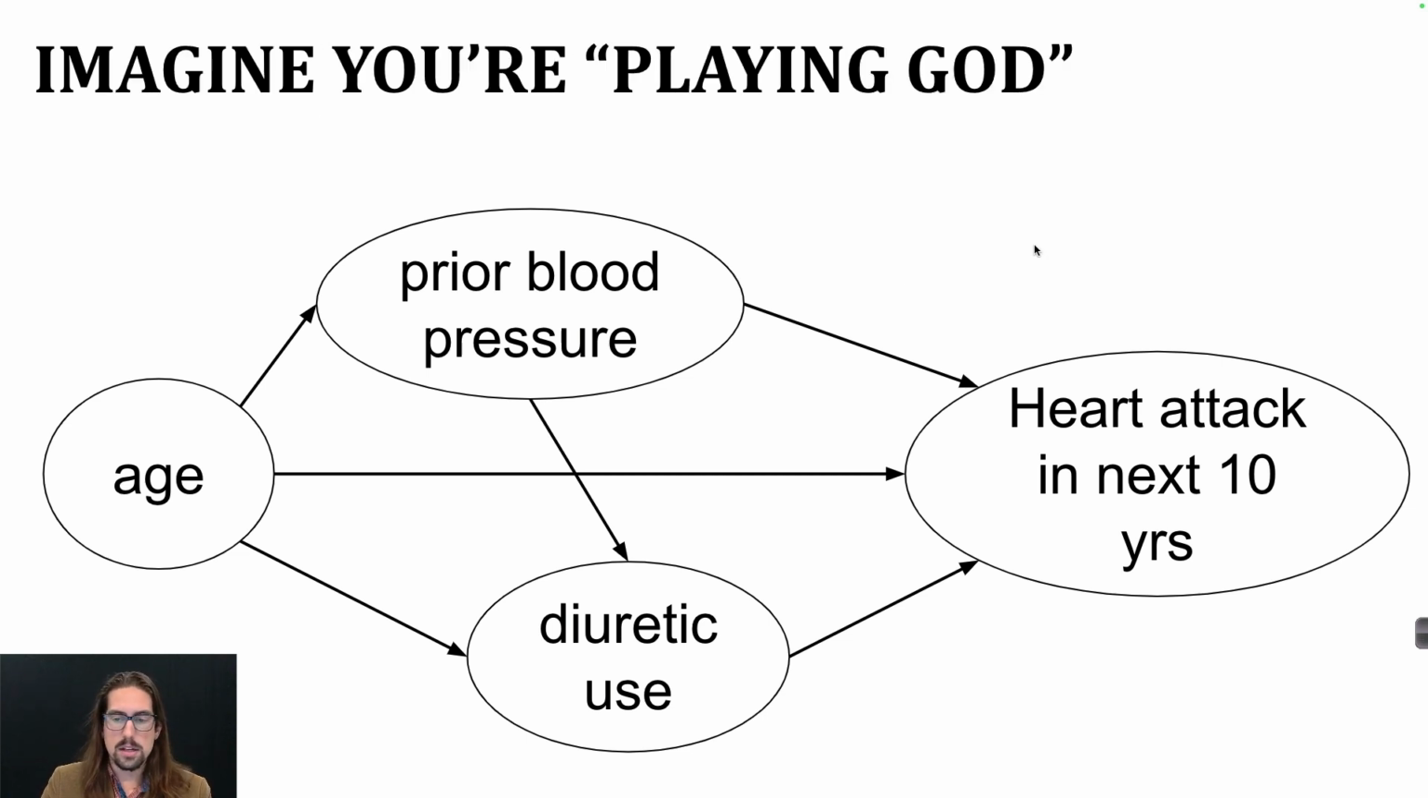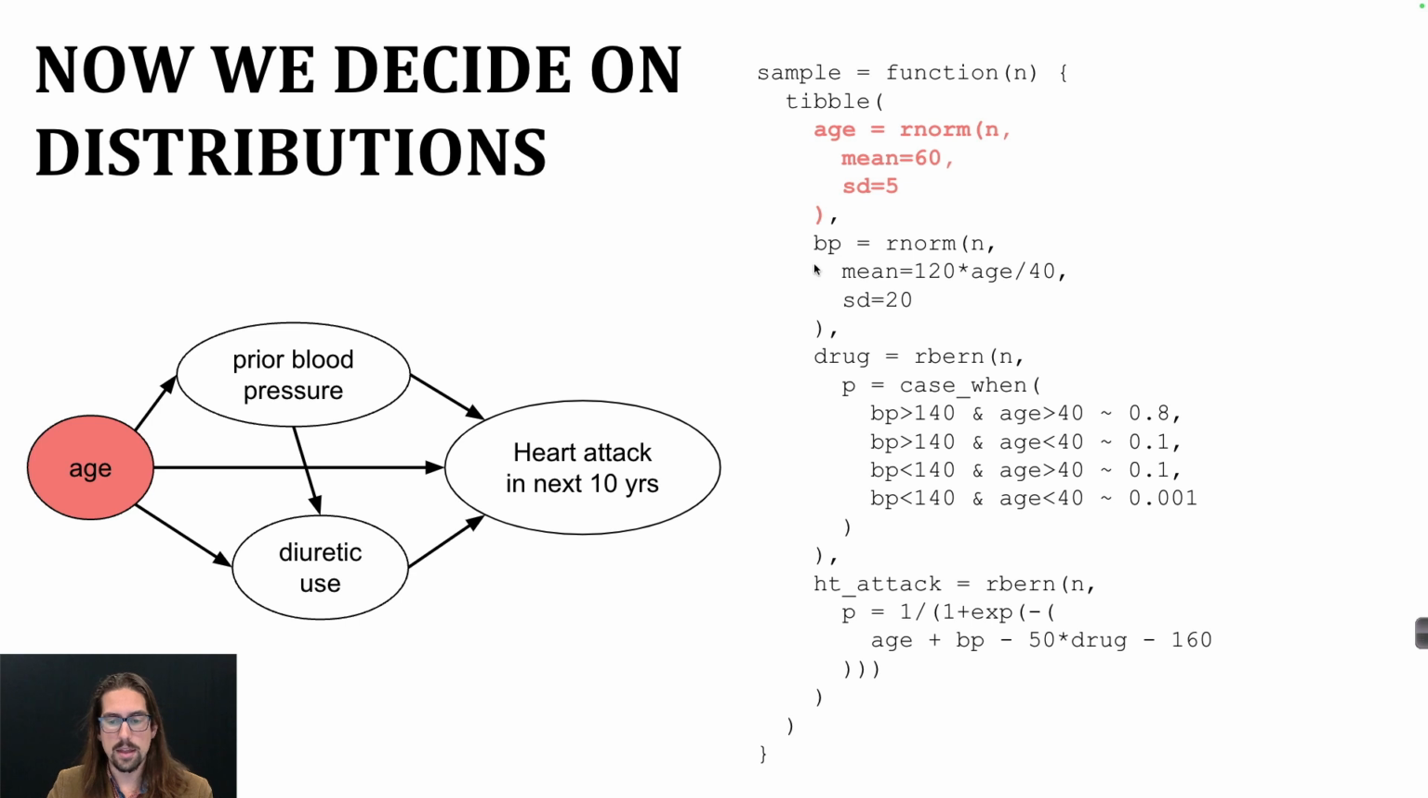And again, the idea here is just to imagine you're playing God, right? So this is one way that you could think about generating these variables. I think it helps to be concrete, and you can put this into R. So how would you reflect this kind of DAG or data generating process in R? You have to decide on what the actual distributions of these things are.